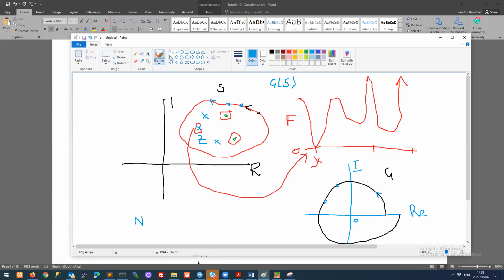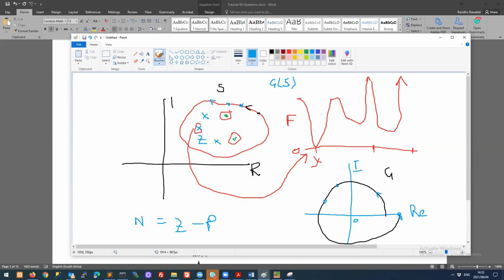So G started here, it's going around, so it's gone around the 0 and it's ended up here, right? So the number of times we go around the 0 is equal to the number of zeros that we have minus the number of poles. So we've said here we've got 3 zeros and 2 poles. So 3 minus 2 is equal to 1. And here we can see we've gone around the origin 1 time, right?